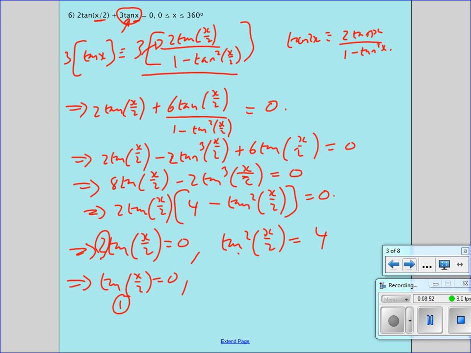And here I've got tan squared x over 2 equals 4, so I need to square root both sides, so I get tan x over 2 equals 2, so that's my second solution to work with, and tan x over 2 equals minus 2. That's my third thing to work with. Okay, and then cast as normal, change range, do it for the individual things, and you'll get your answers.